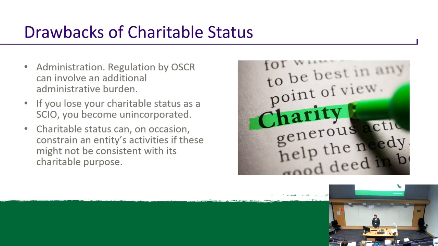One of the drawbacks, perhaps, of charitable status is you've got administration, so you need to compile your accounts in a way which is appropriate with the regulator, and they become public knowledge. So there's no privacy; everything is disclosed, which is good and proper if you're able to benefit from some of those tax advantages we spoke about. Also, if you lose your charitable status, you also become unincorporated. Because it has that dual purpose, that dual benefit, if you lose one, you also lose the other.